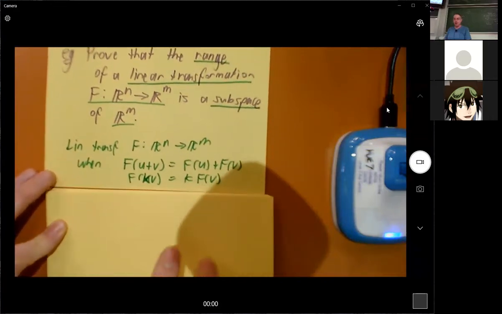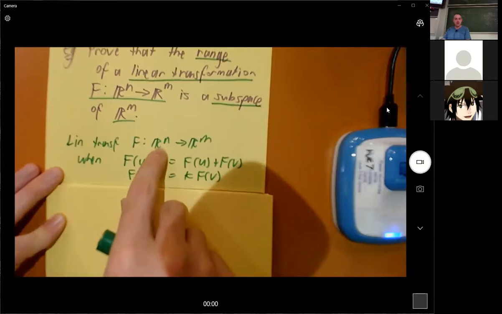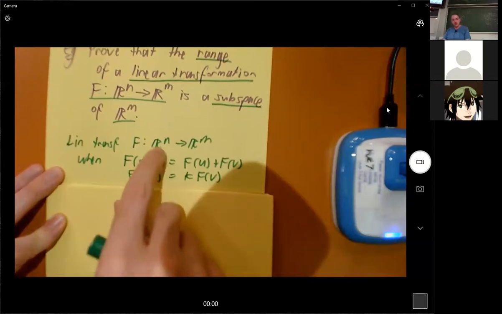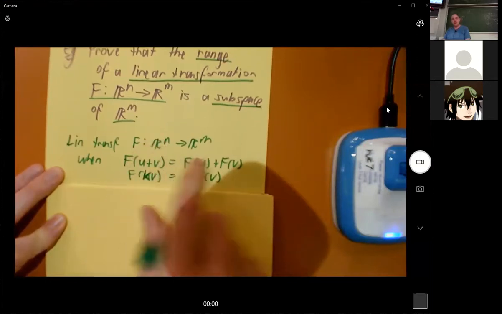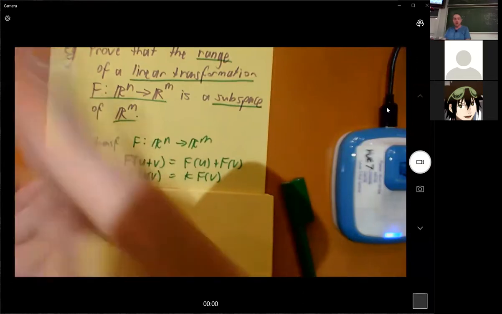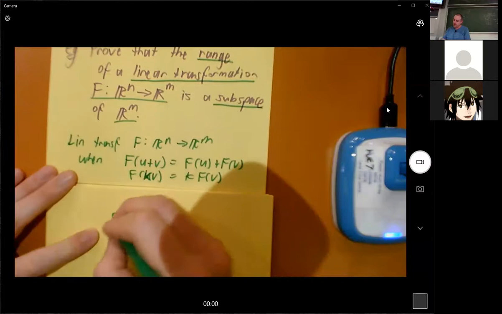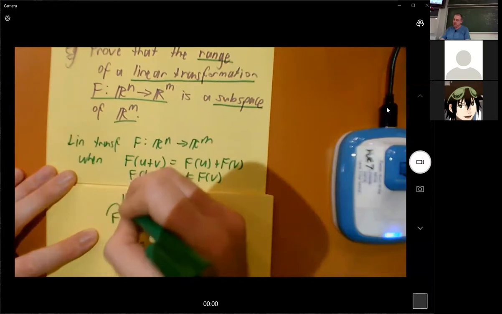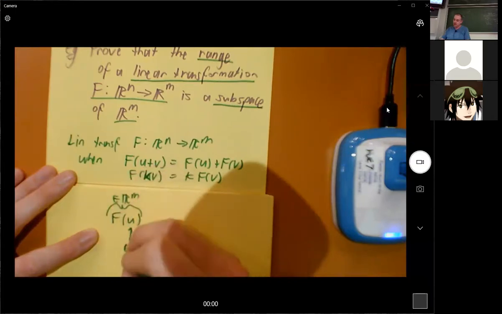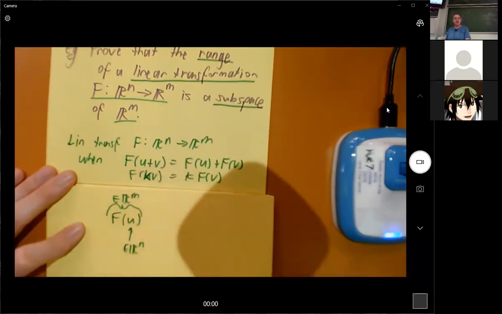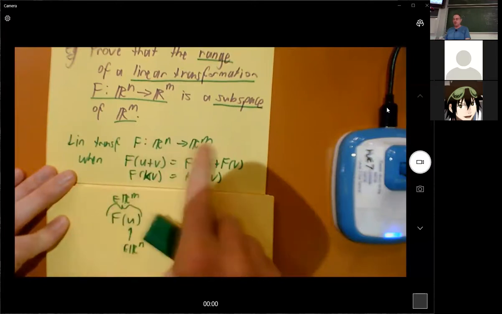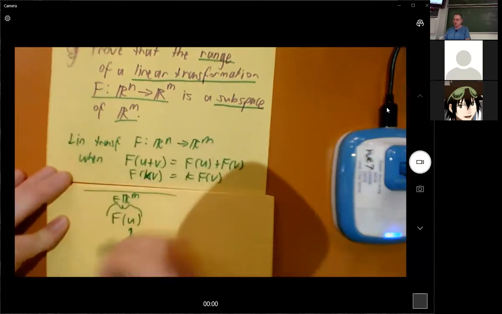And we know what it means that the U and the V are in Rn, and F of U is something that's in Rm. So just as a shortcut there, we know that when we write F of U, this is in Rn, and this answer is in Rm. So that's our understanding of what this statement here means.